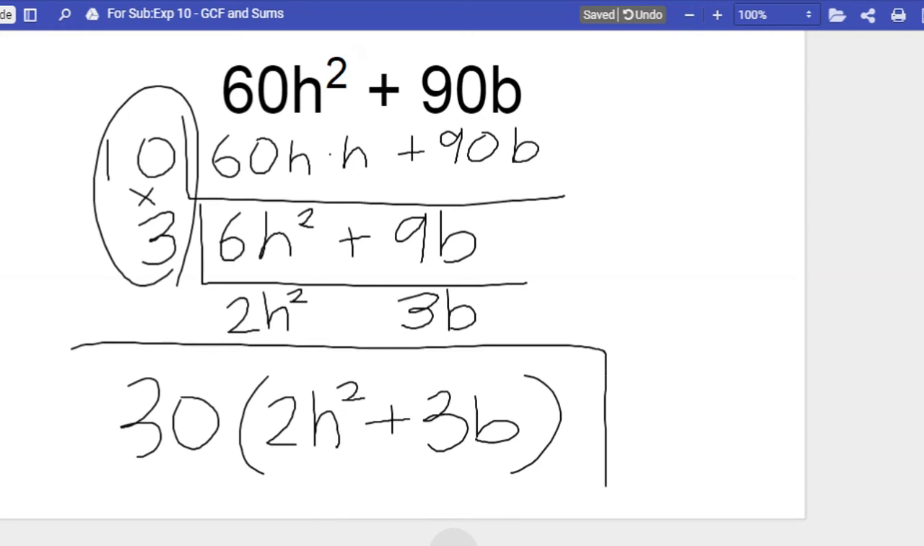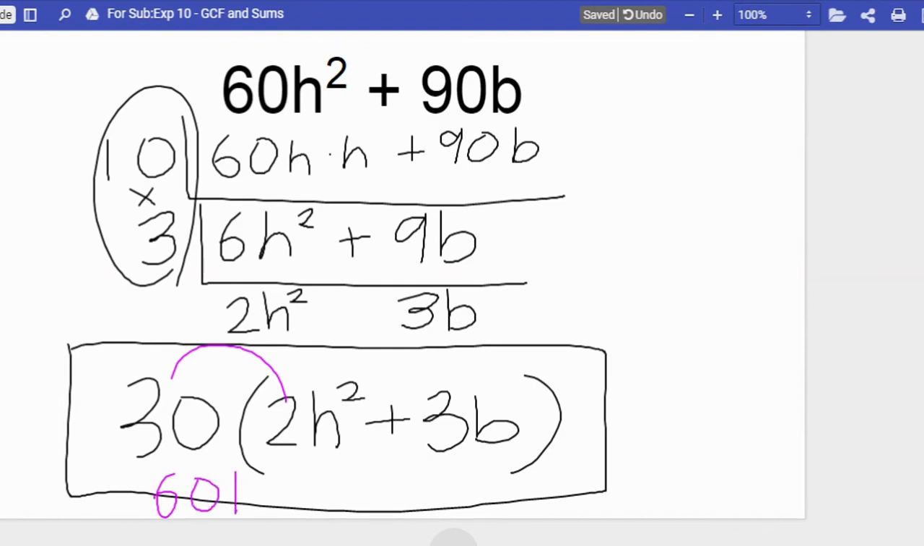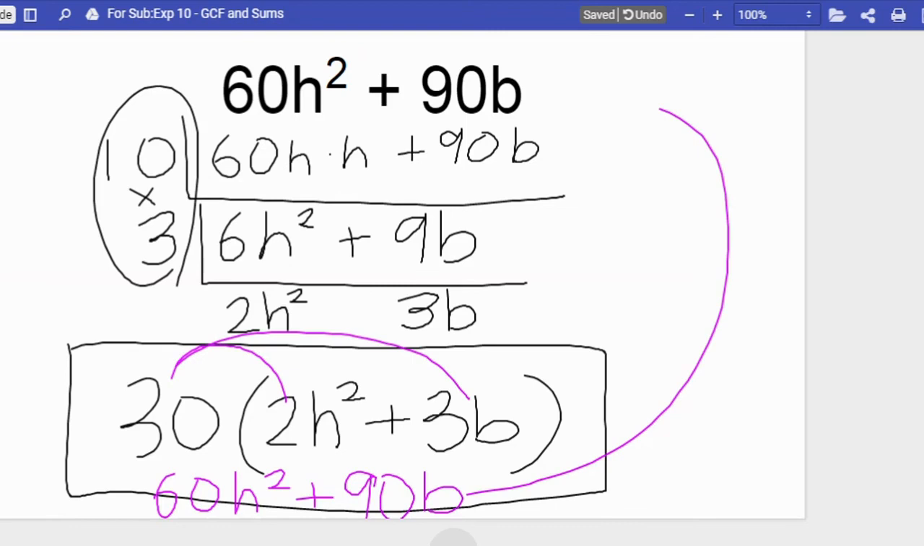Okay, that's our answer. Now let's check it, right? Check every single one of them. Then you know you haven't made a mistake. So 30 times 2 is 60 h squared, because the h squared's in there. 3 times 3 is 90, and I got a 0, so 30 times 3 is 90, and I have that b. Checked it.